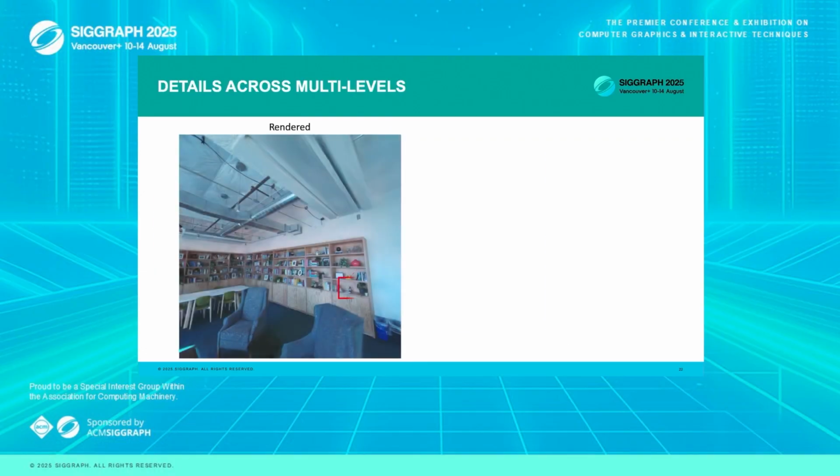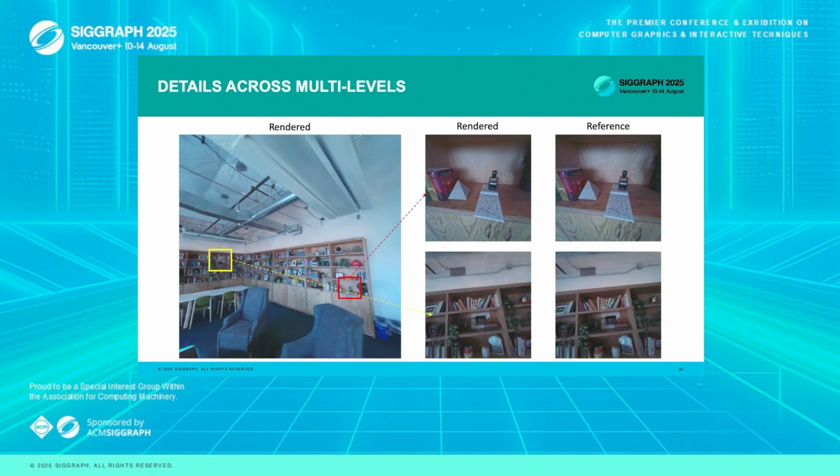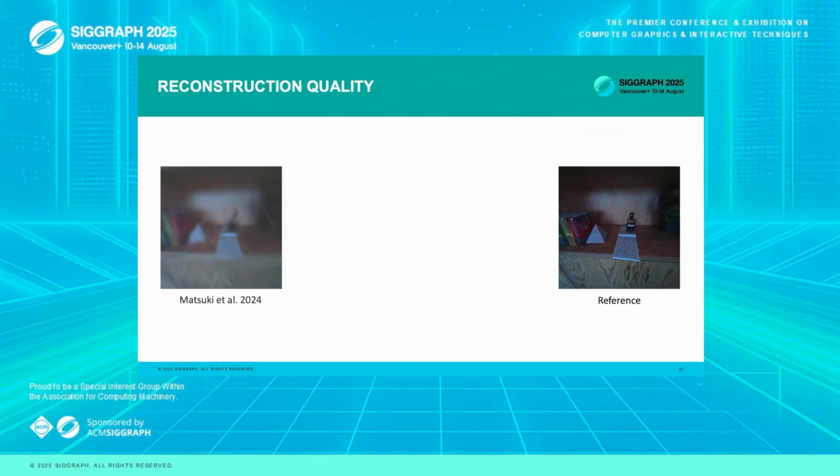Let's inspect the multi-level details more. As we zoom in, the final level introduces additional Gaussians right where new details become resolvable. Rendered results approach the reference quality while keeping the representation compact at a distance. This is exactly the behavior we want for interactive capture.